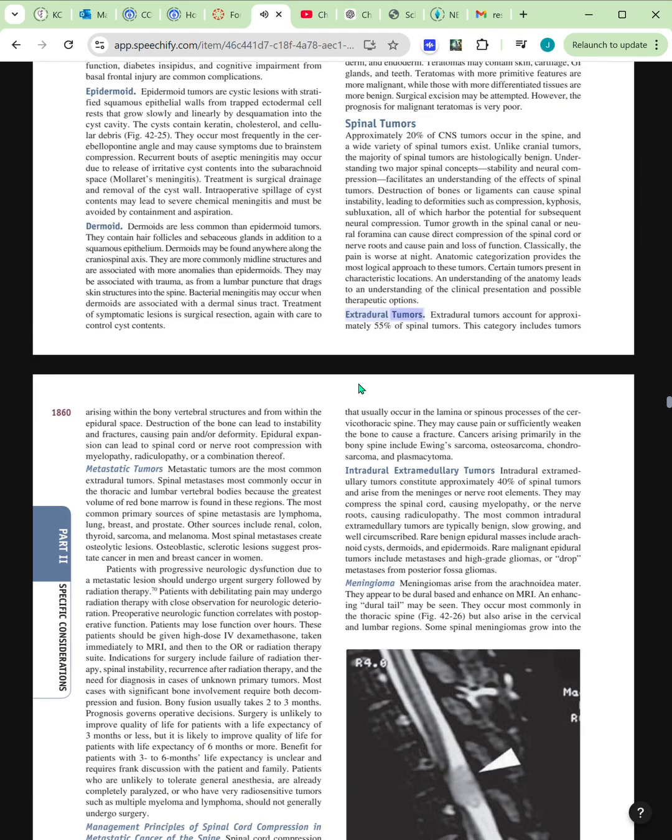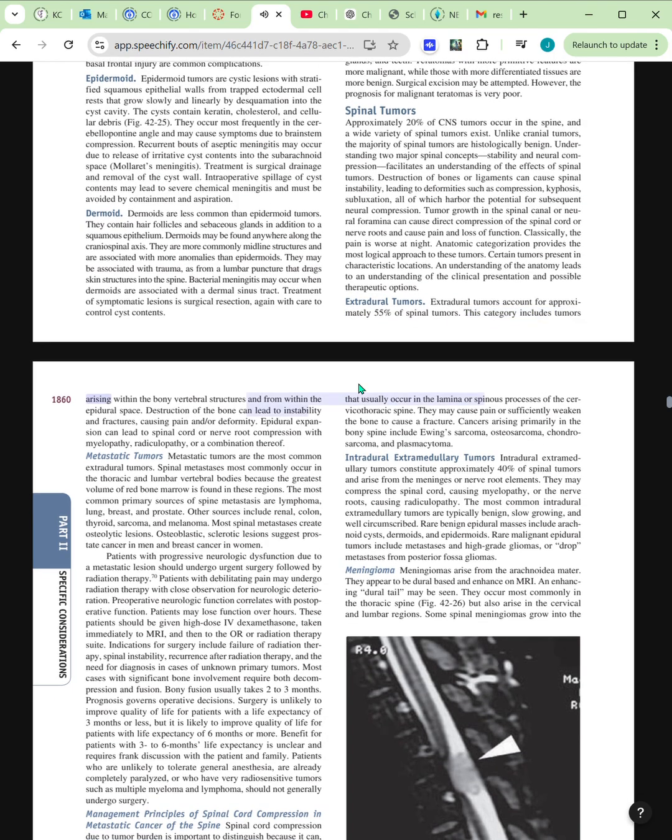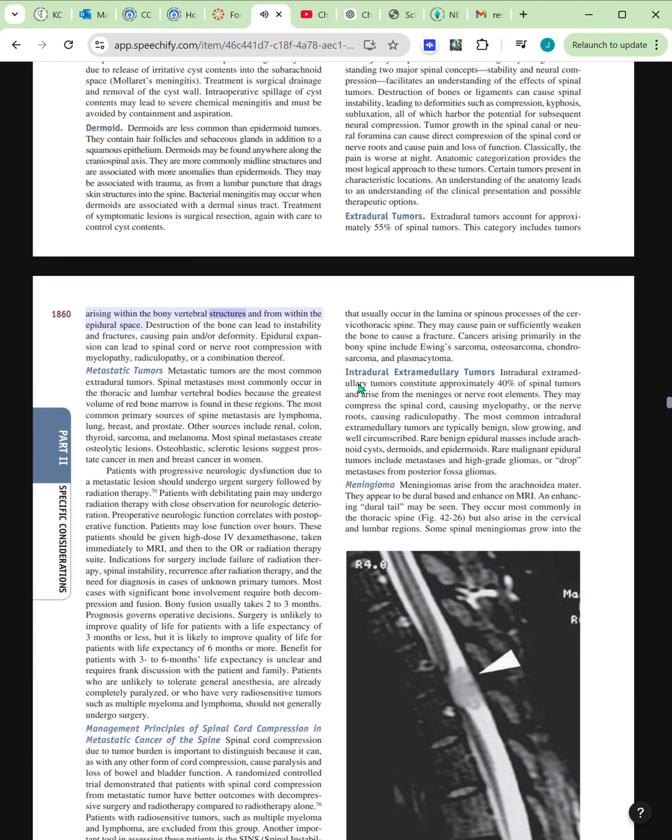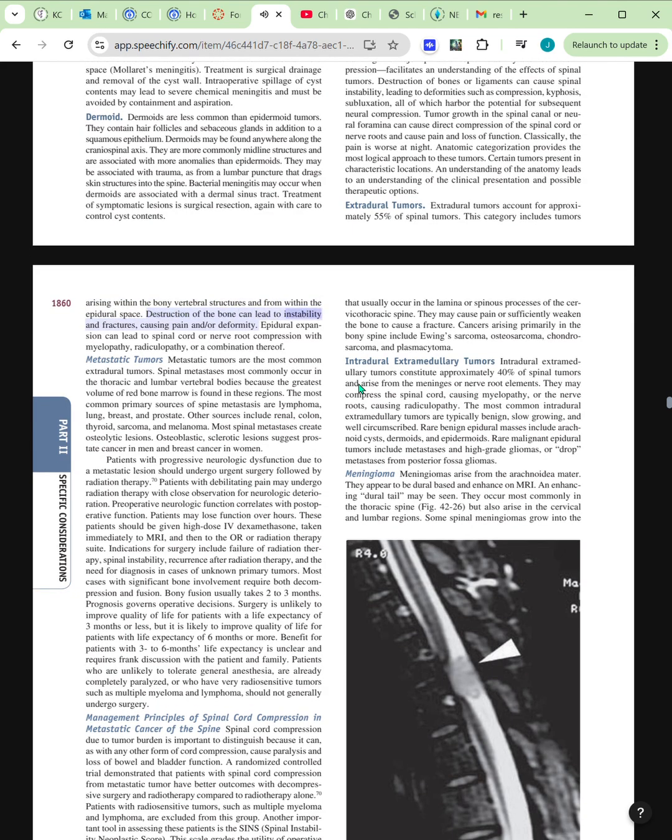Extradural tumors. Extradural tumors account for approximately 55% of spinal tumors. This category includes tumors arising within the bony vertebral structures and from within the epidural space. Destruction of the bone can lead to instability and fractures, causing pain and/or deformity.